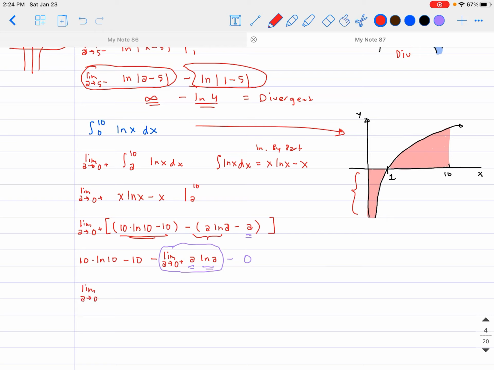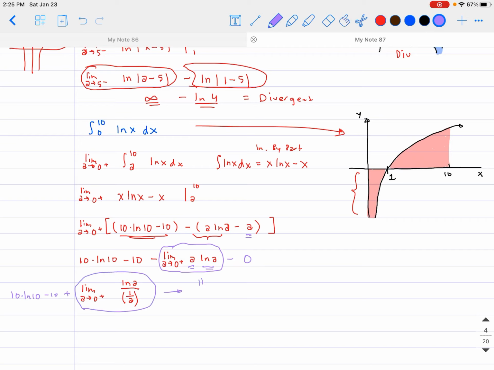So limit as a approaches 0 from the right-hand side, this is going to be ln of a divided by 1 over a. Now, that's a tricky thing that you probably forgot. And if you're wondering, okay, well, why am I writing it this way? The reason is we're thinking L'Hopital's rule is going to help us save the day at the end. Let me just go ahead and rewrite all the other stuff, which is over here. So 10 times ln of 10 minus 10. But more importantly, again, I want to deal with what's happening over here.